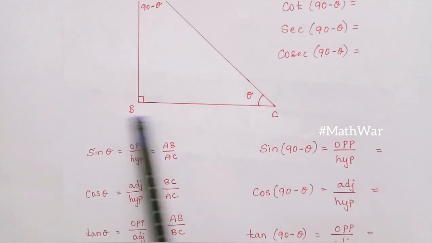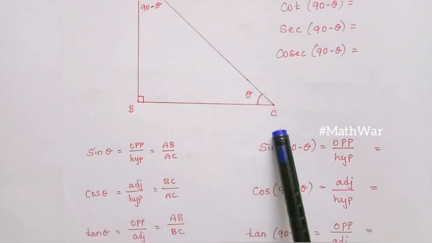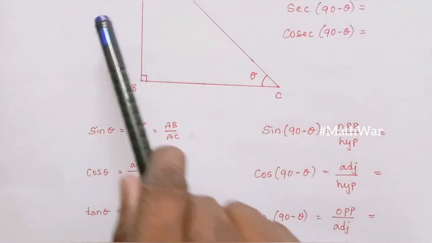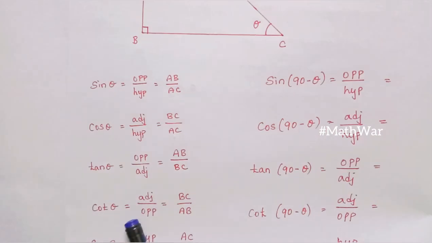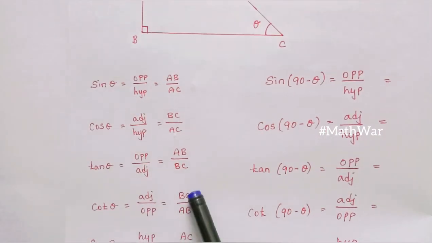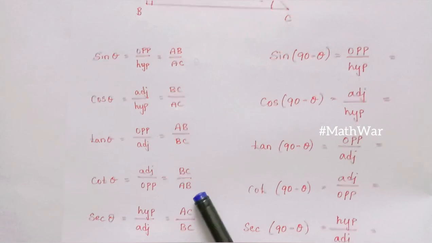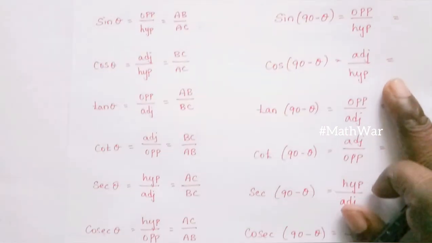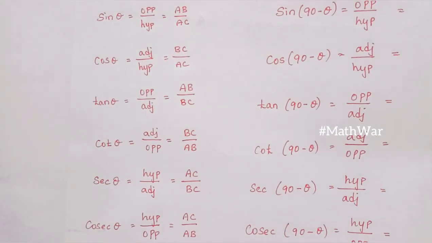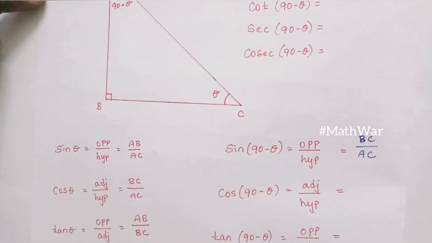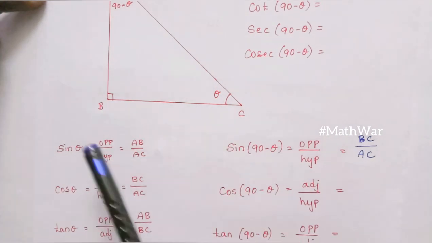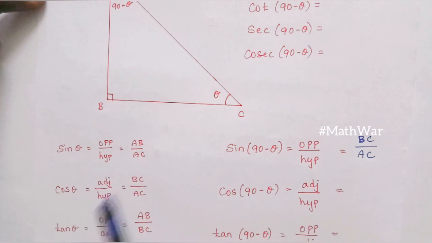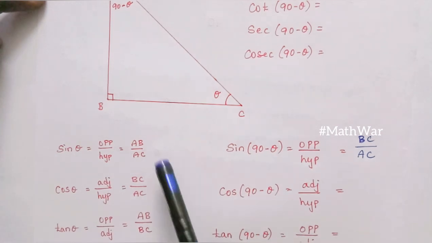Cos theta is adjacent by hypotenuse, so it is BC by AC. Tan theta is opposite by adjacent, so AB by BC. Cot theta is adjacent by opposite, that is BC by AB. Secant theta is hypotenuse by adjacent, it is AC by BC, and cosecant theta is hypotenuse by opposite, that is AC by AB. For the angle theta, we found all the 6 trigonometrical ratios, sin theta, cos theta, tan theta, like that we found, and we know the values, the ratios too we know.